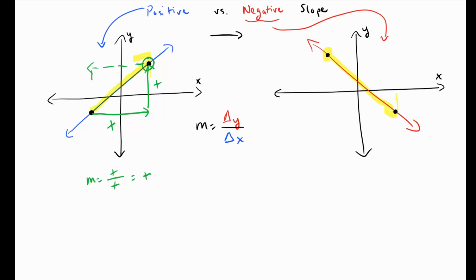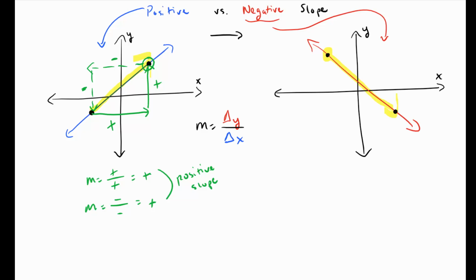Okay? However, we could actually start at this point here and travel in the reverse direction. In this case, we would travel in the negative direction horizontally and in the negative direction vertically. Well, as it turns out, that'll give us a negative over a negative, change in y over change in x, which we of course know is positive. Either way, we get a positive slope.